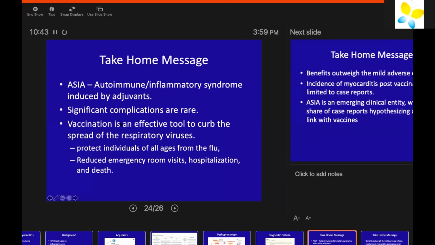So the take-home message from this is that this ASIA syndrome, or autoimmune inflammatory syndrome, is induced by the adjuvants and not by the virus antigen itself. Significant complications are rare. These are mostly limited to case reports only. They are not a very frequent finding. So vaccination remains an effective tool. If you see the risk-benefit ratio, the benefit is that you can protect individuals of all ages, especially for flu. It reduces emergency room visits, hospitalization and death.